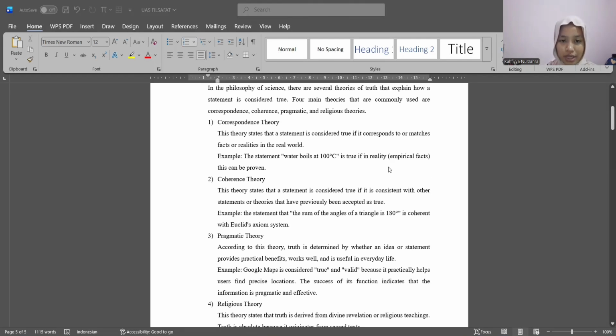2. Coherence theory. This theory states that a statement is considered true if it is consistent with other statements or theories that have previously been accepted as true. Example, the statement that the sum of the angles of a triangle is 180 degrees is coherent with Euclid's axiom system.